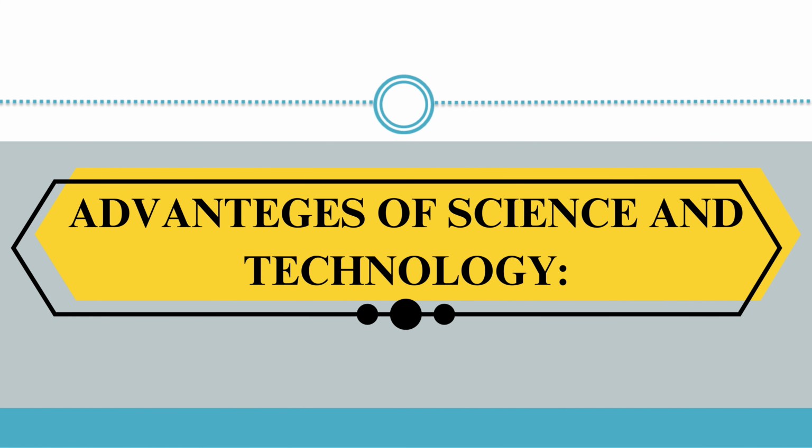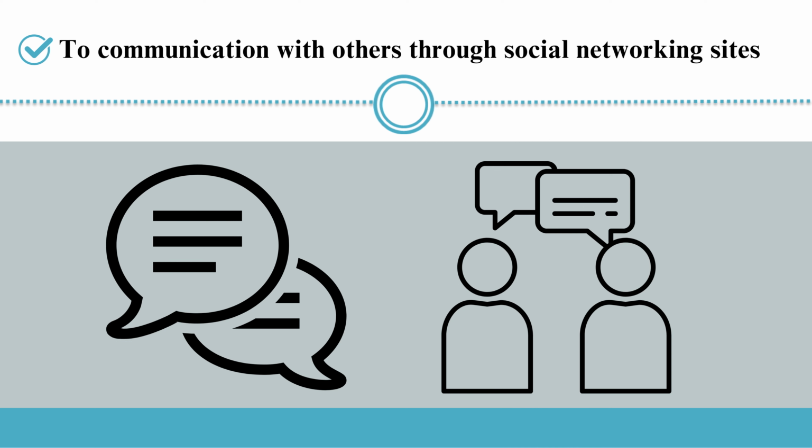So here we can see it is very much helpful to communicate with each other. So social networking sites, like we are conducting the classes on Zoom classes and Google Classrooms. So this is the basic advantage of the communication that we can do with the help of the mobile phone, with the cell phone, with the computers, Zoom classes, and other kinds of applications which are applicable through science and technology.